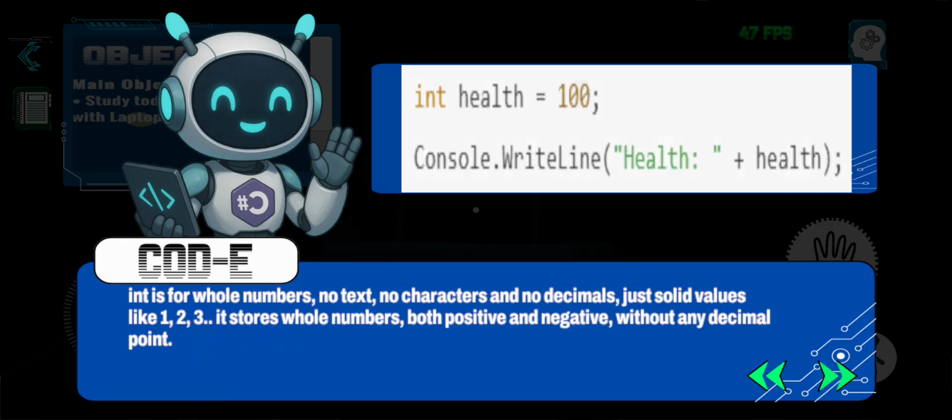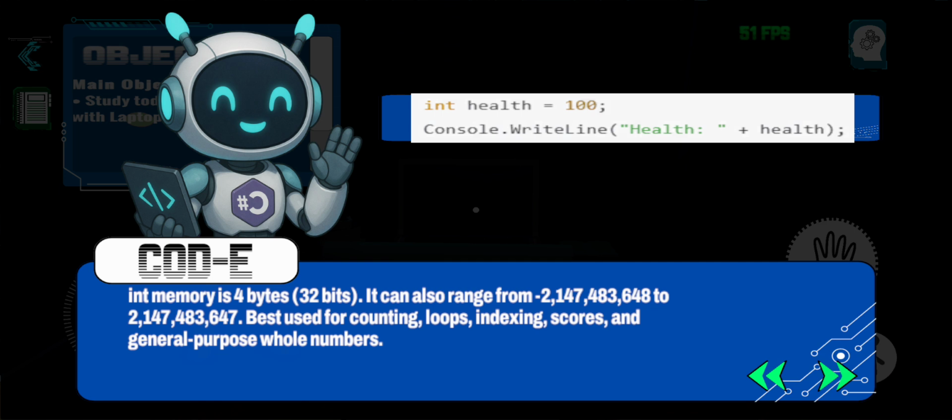Int is for whole numbers, no text, no characters, and no decimals. Just solid values like 1, 2, 3. It stores whole numbers, both positive and negative, without any decimal point. Int memory is 4 bytes, 32 bits. It can also range from -2,147,483,648 to 2,147,483,647. Best used for counting, loops, indexing, scores, and general-purpose whole numbers.